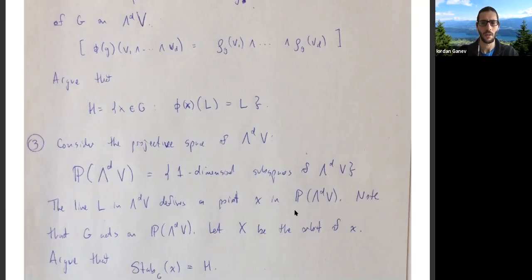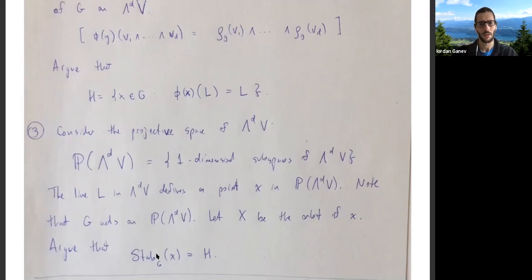So we have this point in the projective space, and one argues that the stabilizer of that point under the natural G action is H. The dth exterior power of V is a representation of G, so G acts linearly on that vector space. In particular, it takes lines to lines, which gives us an action on the projective space. And you argue, this is basically a reformulation of this conclusion here, that the stabilizer inside of G of this point little x is exactly the subgroup H.